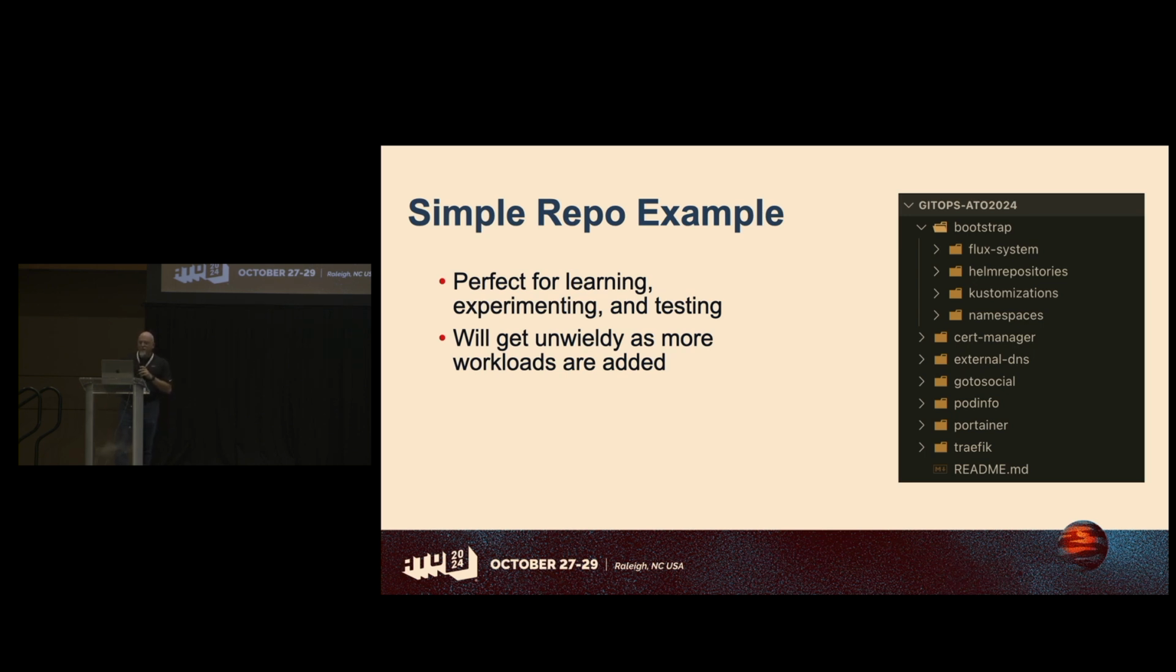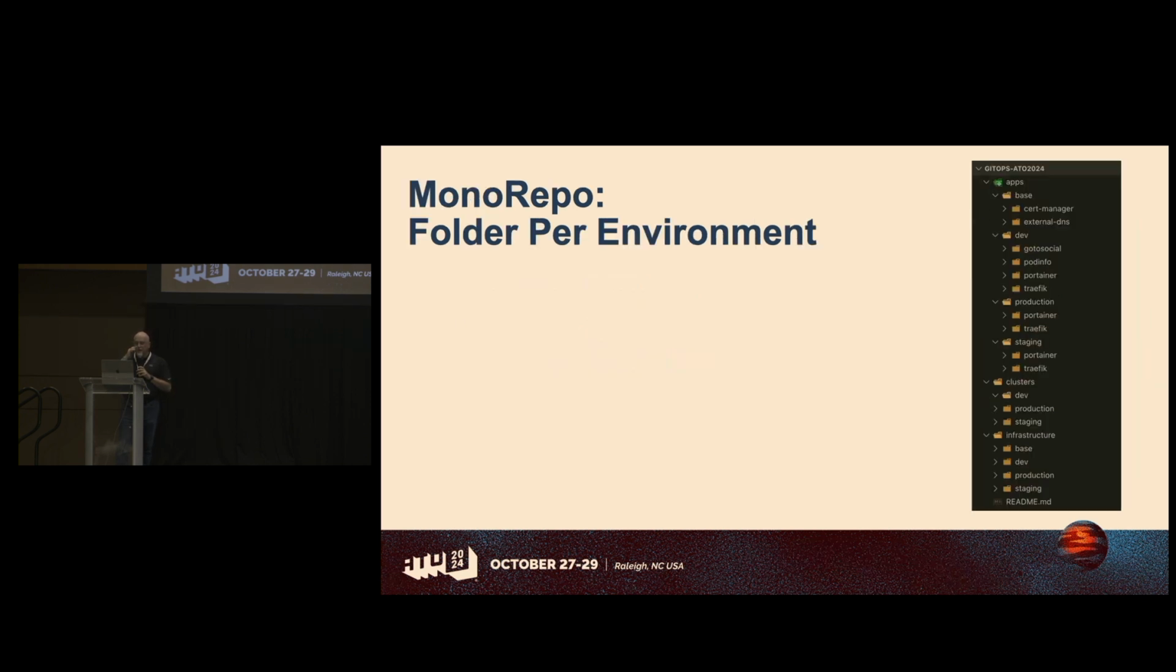and finding what you want would be a royal pain. So moving beyond that, the next logical step that organizations move to is a monorepo where we have a folder per environment. I apologize if that screenshot is small, but you can see in there where we have some base configs, and then we have a dev environment with some apps under it. We have a production environment with apps under it, et cetera. And we have some cluster information and general infrastructure as well.